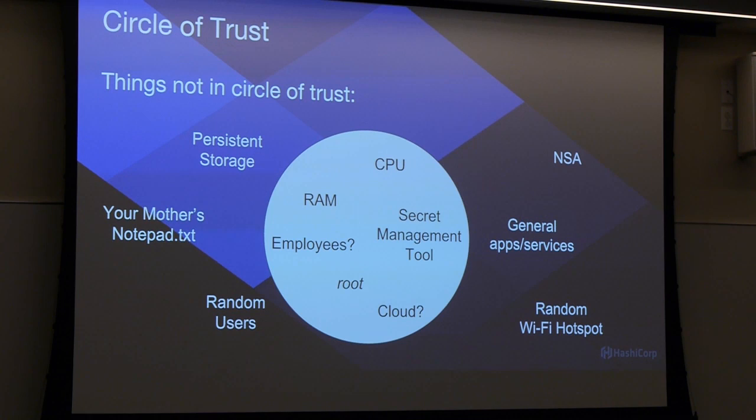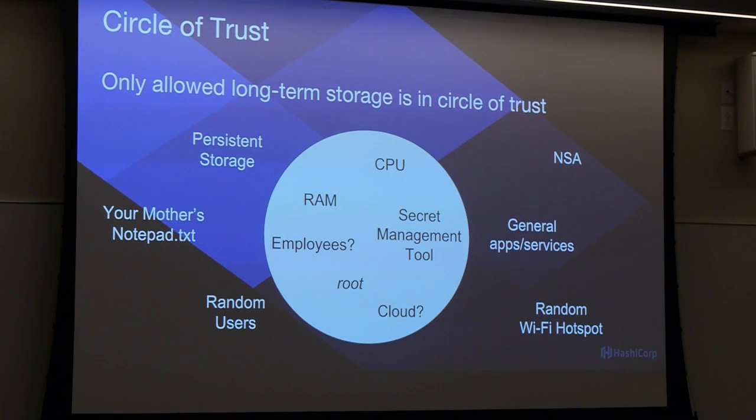Things that are not in our circle of trust: your mother's notepad.txt where she stores all of her passwords, that's not a trusted entity. The NSA is not someone that we generally trust, even though they have access to all of our secrets anyway. Random users, etc. These are things that are outside your circle of trust. The only allowed long-term storage is in your circle of trust. If you have a secret and you want to store it somewhere, it's got to be in your circle of trust. So when you're modeling and asking who do we trust, and where are the exposure points where we have elevated risk, the only place you can safely store secrets is anything in that circle of trust.